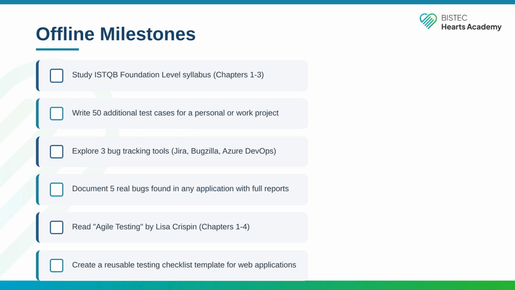Read Agile Testing by Lisa Crispin, Chapters 1 through 4. This book changed how the industry thinks about QA in agile teams. It will help you understand how testing fits into sprints, how QA engineers collaborate with developers, and why the whole team is responsible for quality.